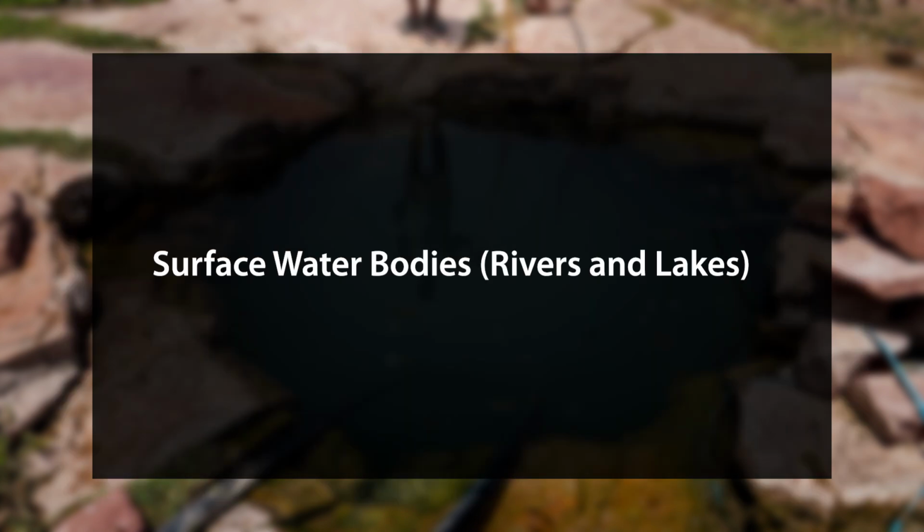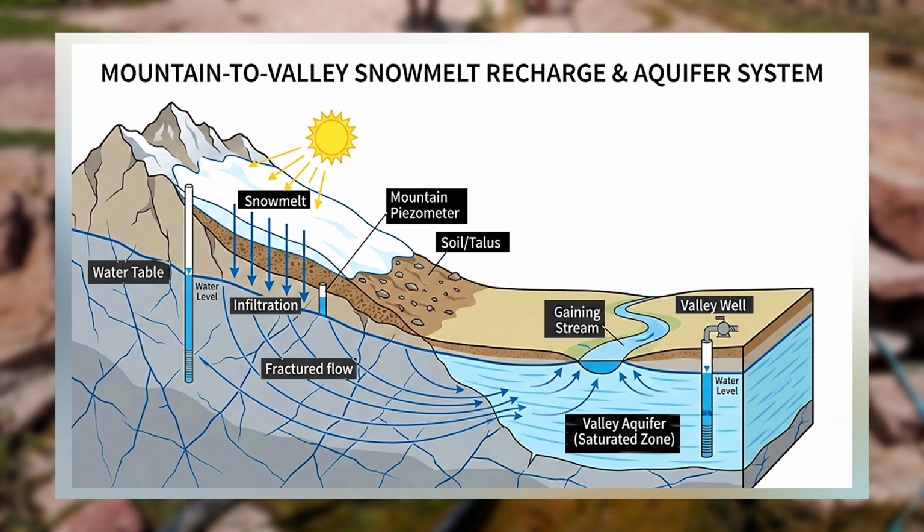So far as surface water bodies are concerned, we have to basically discuss rivers and lakes. The losing stream: if the water level in a river or lake is higher than the water table in the ground next to it, water will leak out of the river through the riverbed and down into the aquifer. We call this a losing stream or sometimes an influent stream. Similarly, lakes can act as a recharge source. If the lake level is higher than the surrounding water table, water seeps out of the lake bottom into the ground.